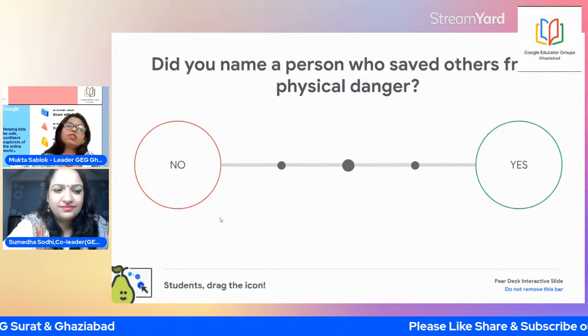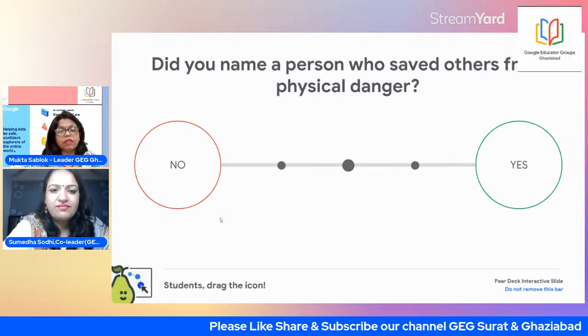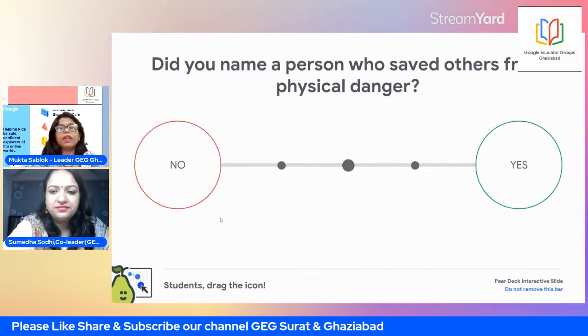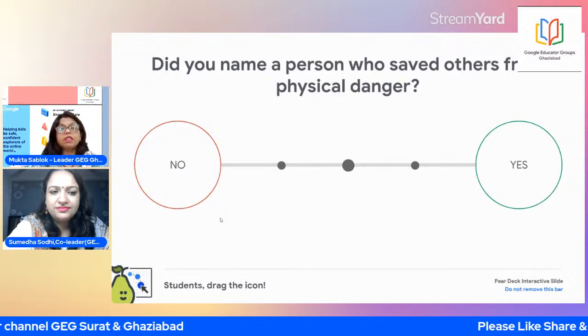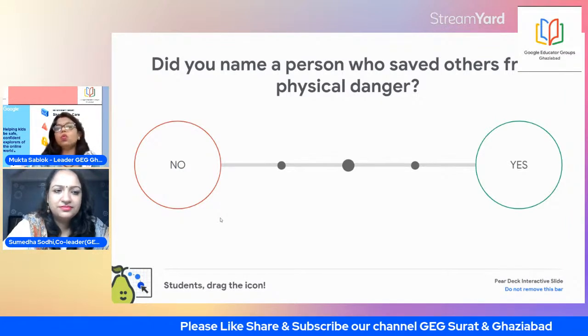Now, the next question says, did you name a person who saved others from physical danger? Yes or no? Like, you are giving us examples, so why do you think that these are brave persons? Now, did you name a person who saved others from physical danger? Yes or no?